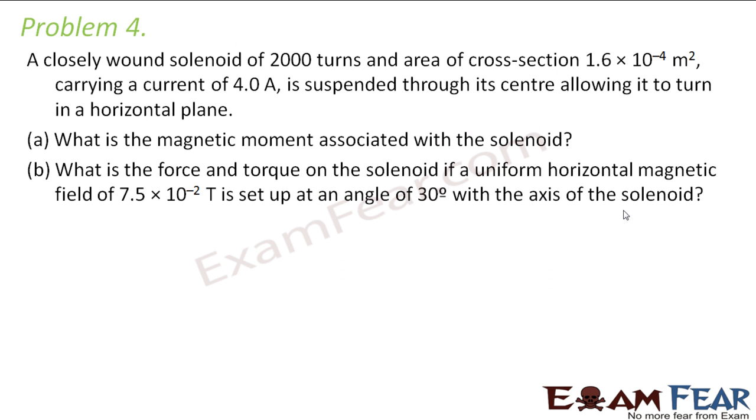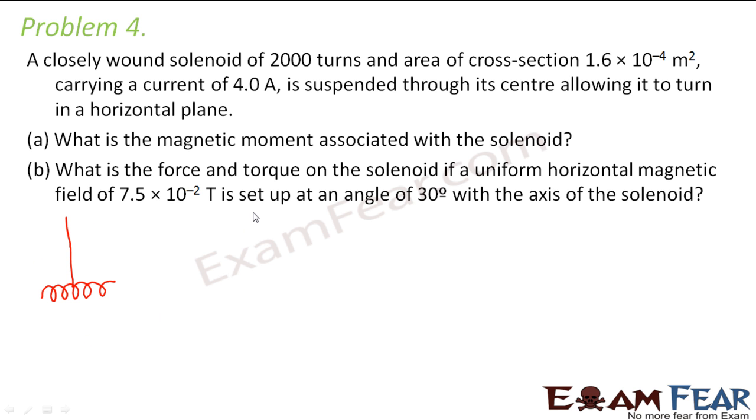Let us look at another last problem related to the topics which we studied so far. It says that a closely wound solenoid of 2000 turns and area of cross section 1.6 × 10^-4 m², carrying a current of 4 amperes, is suspended through its center, allowing it to turn in a horizontal plane. That means a solenoid is suspended maybe through a rod or a wire, such that it can turn in a horizontal plane. Let us suppose this is the horizontal plane, so it can turn in this plane, right?